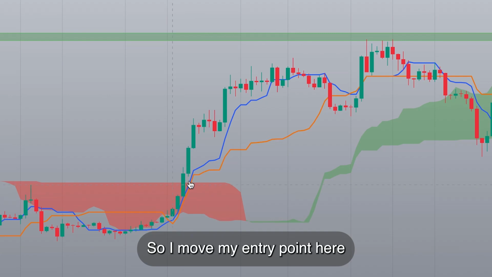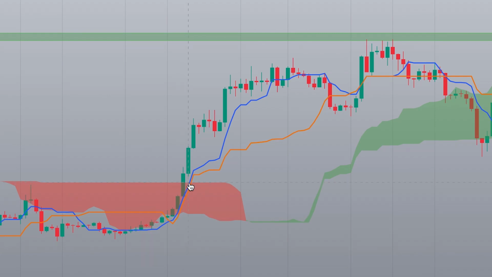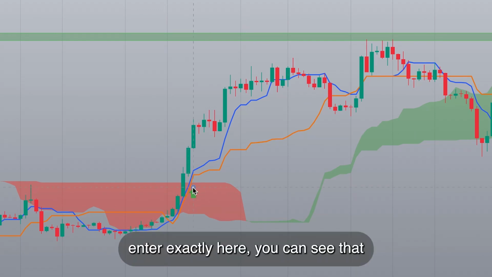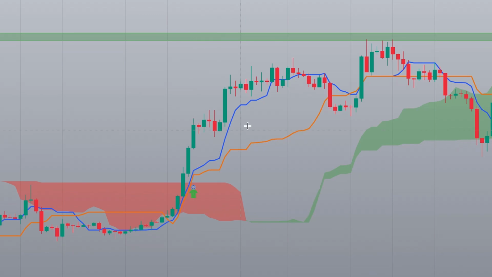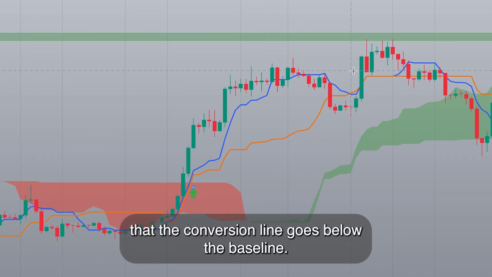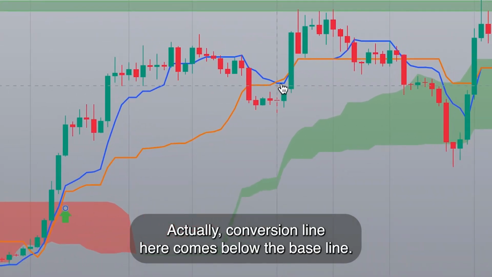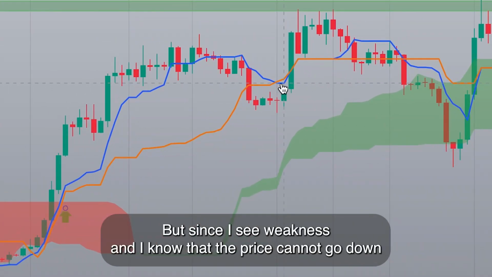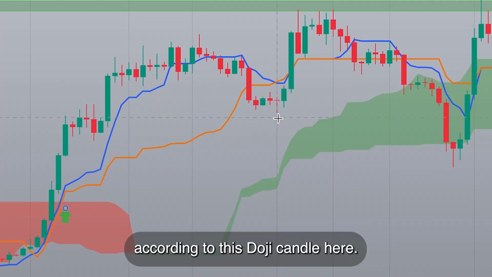So I move my entry point here, and let me check it for you. If I enter exactly here, you can see that I can stay with the price until the point that the conversion line goes below the baseline. Actually, the conversion line here comes below the baseline, but it's because I see weakness and I know that the price cannot go down according to this doji candle here.